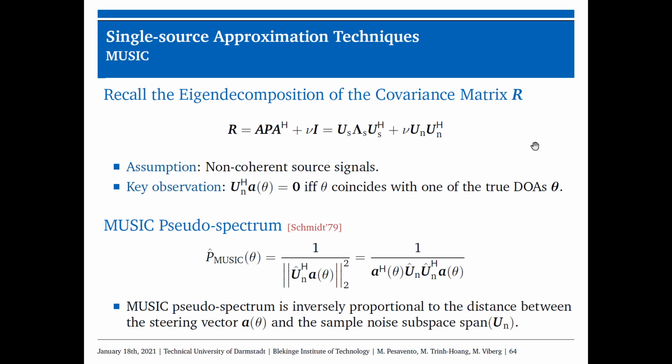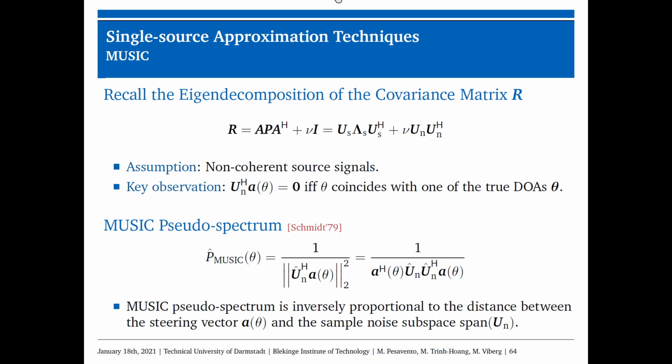Now, we will revisit one of the most popular methods, the MUSIC estimator. Derived by Schmidt in 1979, the MUSIC estimator exploits the orthogonality between the noise subspace and the steering matrix A. A key observation here is that if the source signals are uncorrelated, then UN is orthogonal to the steering vector A of theta if and only if theta coincides with one of the true DOAs.